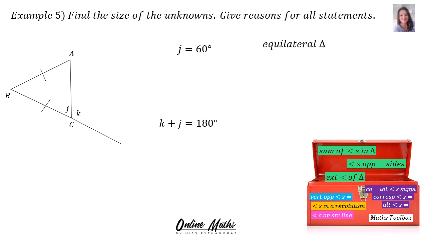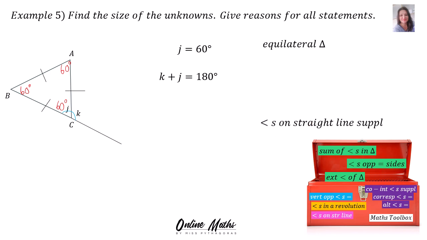And then once we know the size there, let's add it in, 60. And do you agree, since it's an equilateral triangle, we know that all three angles are equal and they are all 60. Then we can say that K plus J is 180. And the reason why we can say that is, can you see they form adjacent angles on a straight line, supplementary.